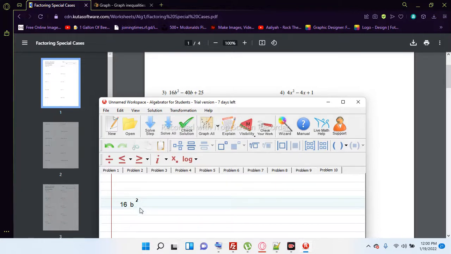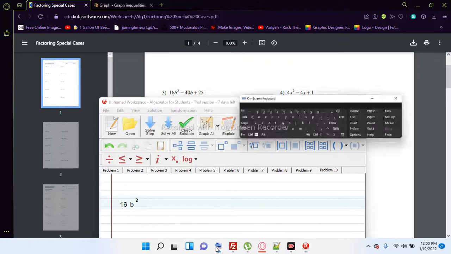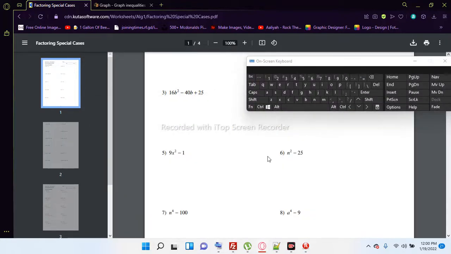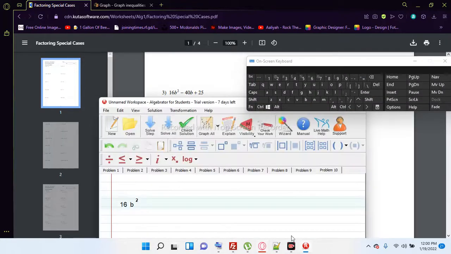Click it so it goes right in the front like I just did. Let's get this solved. Minus 40b, 40b, plus 25.